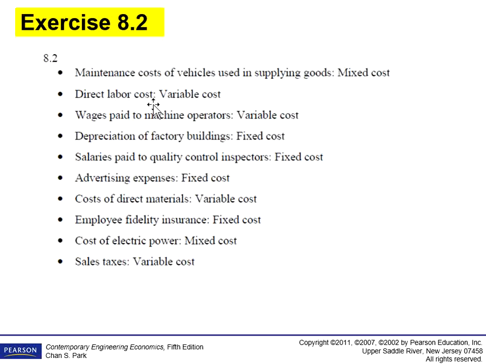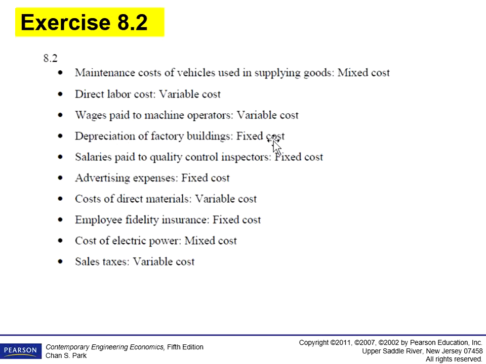Direct labor cost, this is a variable cost. Direct labor means those labor who work directly on a finished product. Direct labor, direct material are always variable. This is very important. This is an important concept you need to remember. Similarly, wages are variable because wages are paid hourly. But salaries are always fixed costs. There is a difference between wages and salaries.